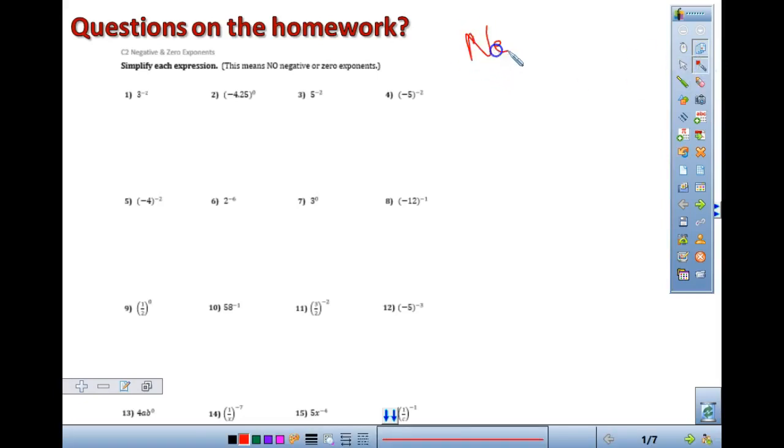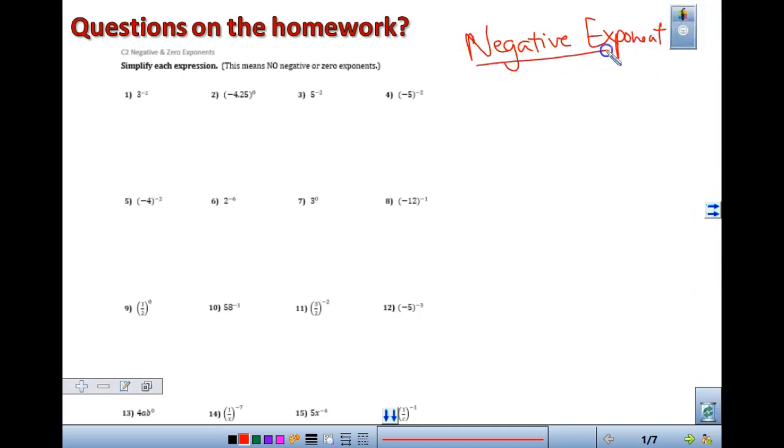Negative exponent. And from our notes on Friday, what would you tell me is the key thing that a negative exponent does? What is the key word? Because we know if we have anything to the 0 power, it always equals 1.